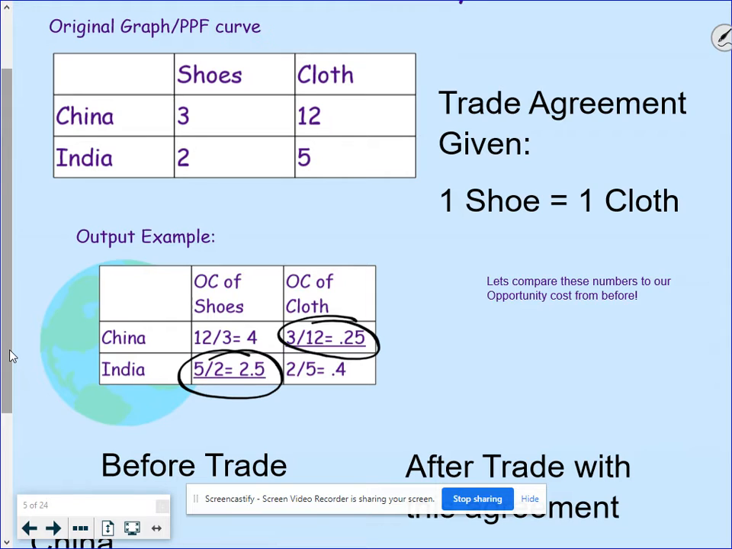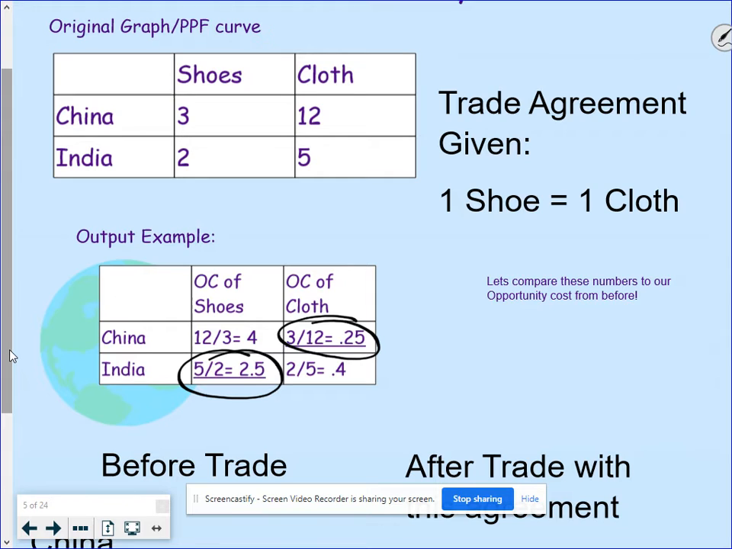But China wants more than just cloth and India wants more than just shoes. So they're going to have to trade some of their cloth or some of their shoes away to get some of both. Bailey, question. Once they stop making shoes, can they create more cloth? And do we have to find out how much more they make? Like the math of it?